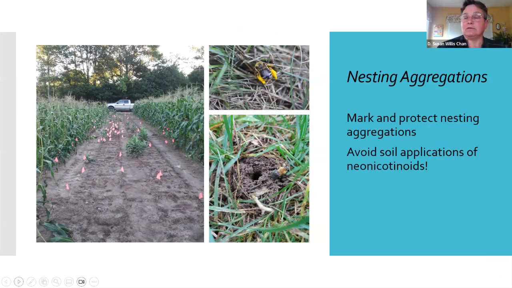Nesting aggregations, as I said before, what you want to do is mark and protect them. You need to protect them from tillage. You need to protect them from pesticides, especially soil applications of neonicotinoids, and you need to protect them from too much traffic. You may not be able to protect every nesting aggregation, so if you're serious about this, find the nesting aggregation that you can protect. Then over time, that nesting aggregation will get bigger and bigger, and will serve your farm well.